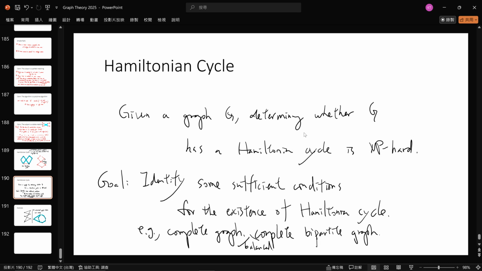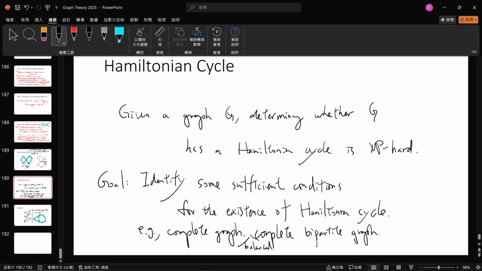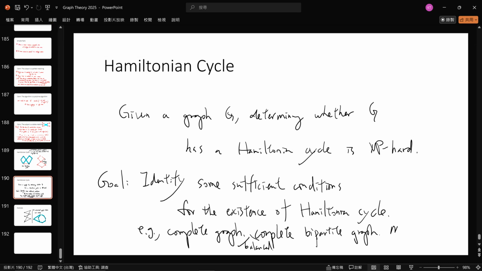Okay, so if not, I'll give you one more sufficient condition today. The sufficient condition is about the minimum degree. Recall that in the first week, we have shown that if the minimum degree is at least n/2, that is, every vertex has at least n/2 neighbors, then there are lots of edges in the graph. It turns out that if the minimum degree is at least n/2, then not only is the graph connected, but actually there's a Hamiltonian cycle.